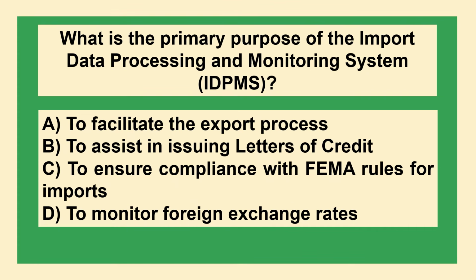Question. What is the primary purpose of the import data processing and monitoring system IDPMS? Option A. To facilitate the export process. Option B. To assist in issuing letters of credit. Option C. To ensure compliance with FEMA rules for imports. Option D. To monitor foreign exchange rates.